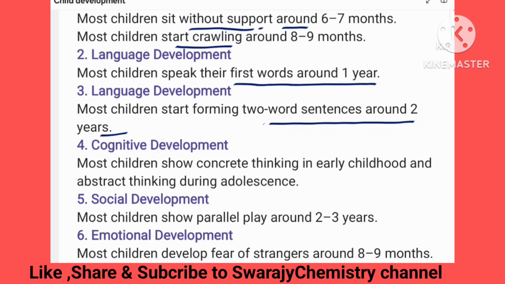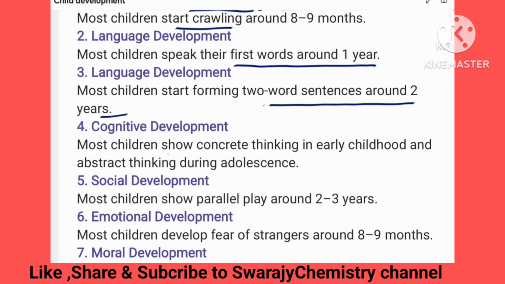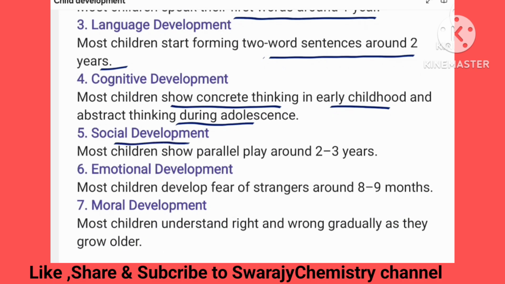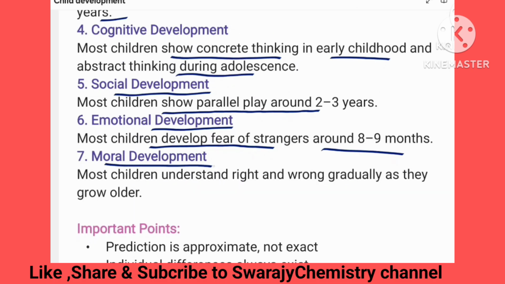So, if we consider cognitive development, most children show concrete thinking in early childhood and abstract thinking during adolescence. If we take social development, most children show parallel play around 2 to 3 years. If we consider emotional development, most children develop fear of strangers around 8 to 9 months. If we take moral development, most children understand right and wrong gradually as they grow older.